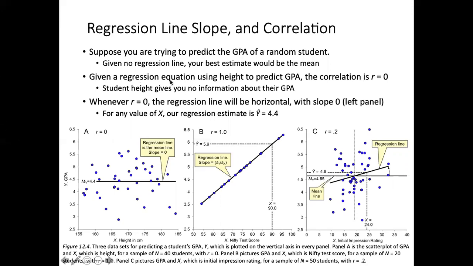If we have a regression equation, for example using something like height to predict GPA, as you might imagine, the correlation there would probably be 0. There's no reason to assume that height would be related to GPA. So in this example data, the regression line that we get has a slope of 0. The correlation there is nothing. And so in this case, we are essentially just using the mean of GPA as our predictor. When r equals 0, there's no value added by the regression information.